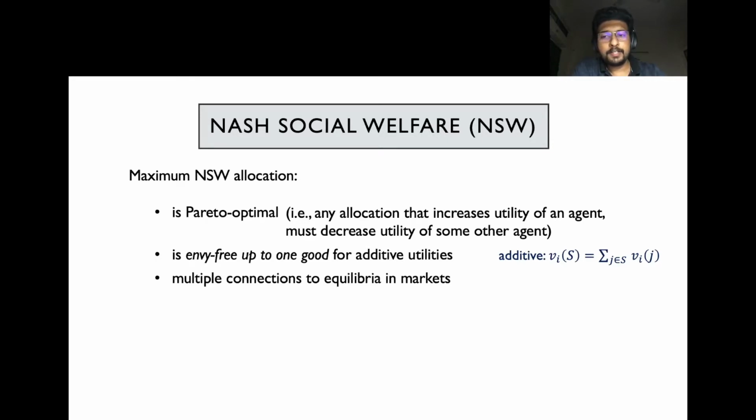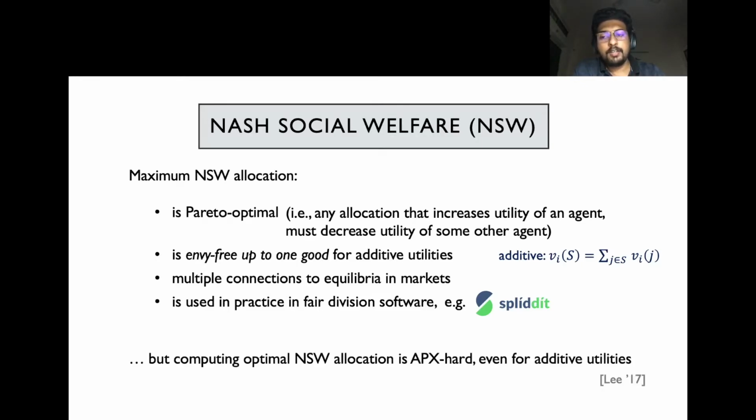There are multiple connections for net social welfare to equilibria in markets, and it's used in practice in various fair division softwares like Spliddit, which has attracted a vast user base over the years. But computing the maximum net social welfare allocation, even for additive utilities, is known to be APX hard, and the best you can hope for are constant factor approximations.